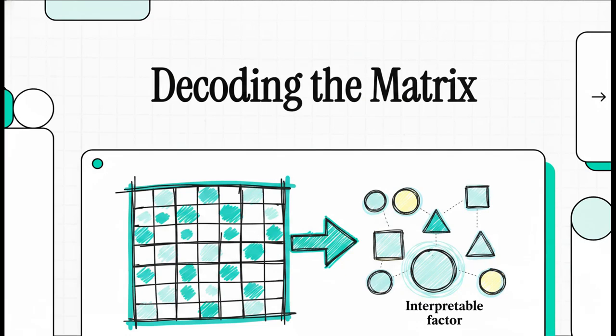Welcome to the Explainer. I am so incredibly excited to get into today's topic with you. We are looking at a concept that, quite frankly, is quietly running the entire modern digital world. We're talking about decoding the matrix. We're going to see exactly how mathematicians and computer scientists find these hidden, highly interpretable factors buried deep inside massive, otherwise incomprehensible datasets. Let's dive in.